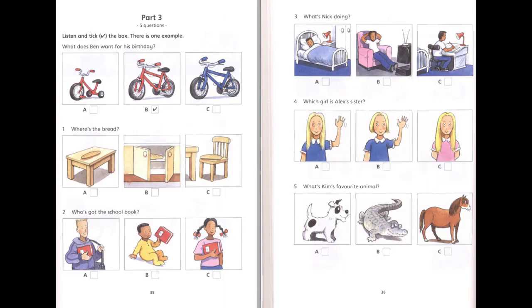Five. What's Kim's favourite animal? So, what's your favourite animal then, Kim? Well, I've got a dog. He's really nice. But do you like crocodiles? No, I don't. No, my favourite animal's a horse.